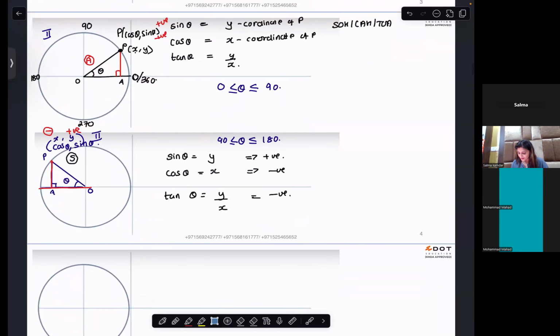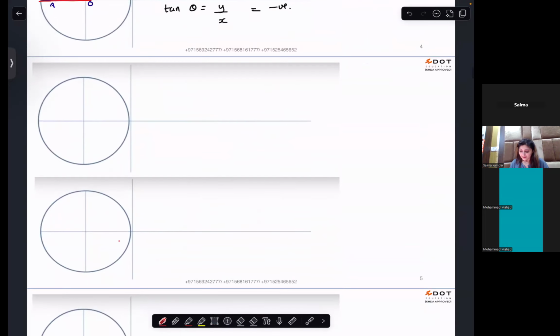So I made the first and second quadrant first. In the first quadrant, I derived that all my ratios are positive: sine, cos, and tan. Are you with me? In the second quadrant, we said only sine is positive. Now, the third quadrant. This would be our point P, and this would be cos theta, sine theta. This is Y and this is X.